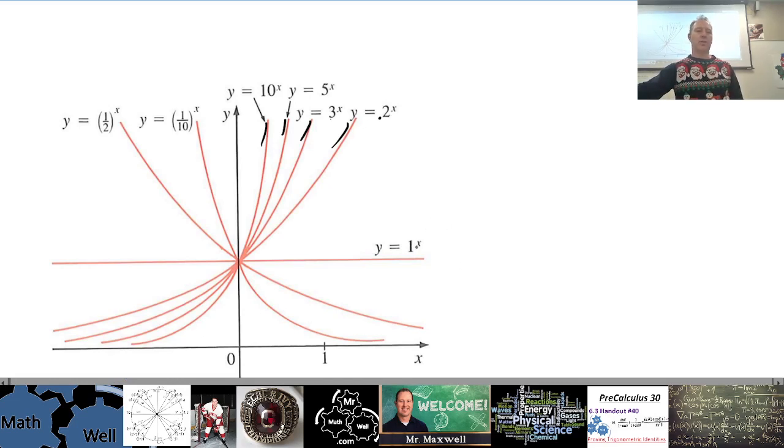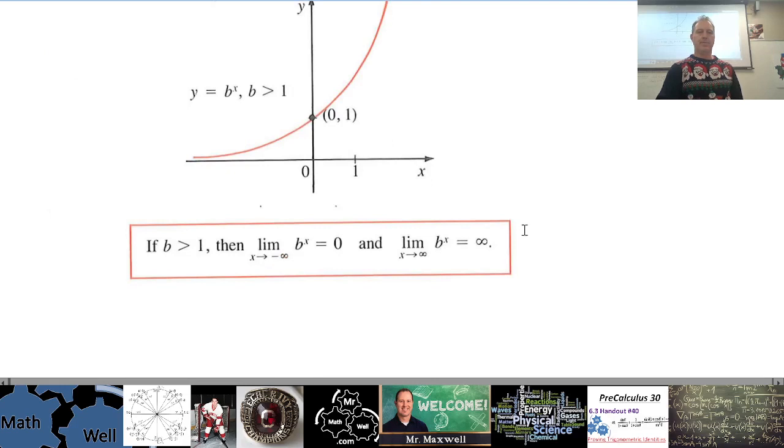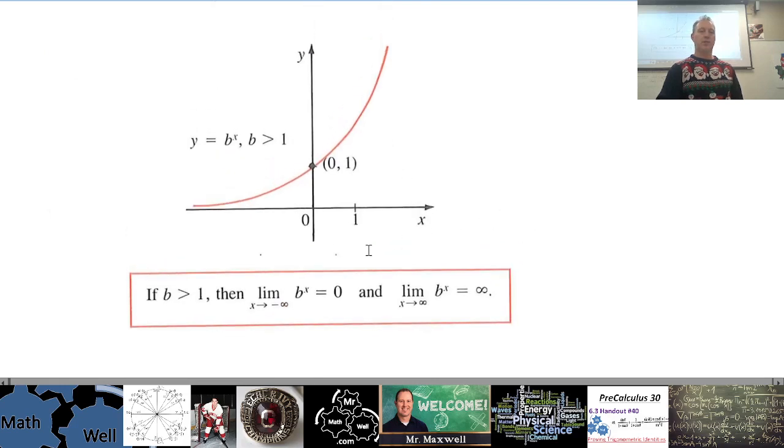No matter what power you take 1 to, it's always just 1. So that's a bit of an exception. Typically, the b value is not equal to 1 when we're talking about exponential functions, because it doesn't behave like an exponential function that way.